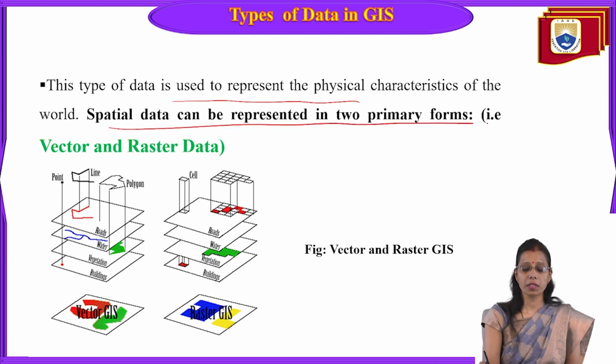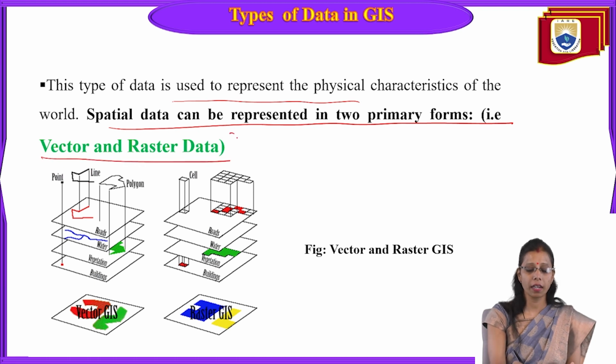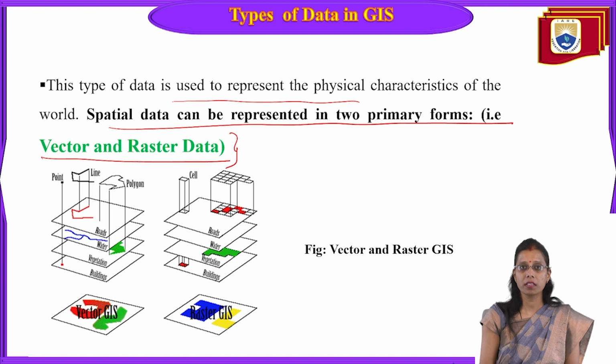Spatial data can be represented in two primary forms. Here again the spatial data is split into two primary forms: vector and raster. This is a very important chapter in GIS. If you understand vector, raster, spatial, non-spatial, the whole GIS revolves around these words only: spatial, non-spatial, raster and vector. So these are very important terms you have to understand carefully.